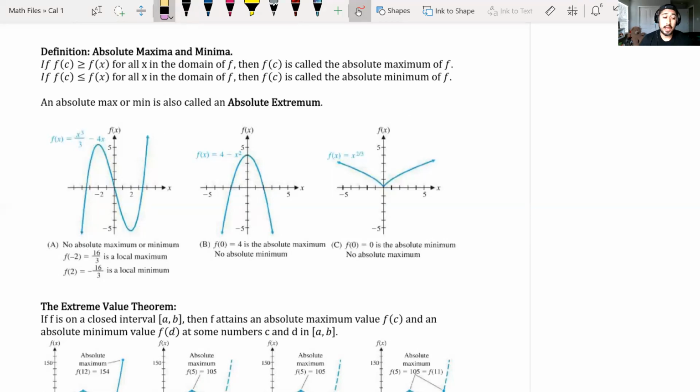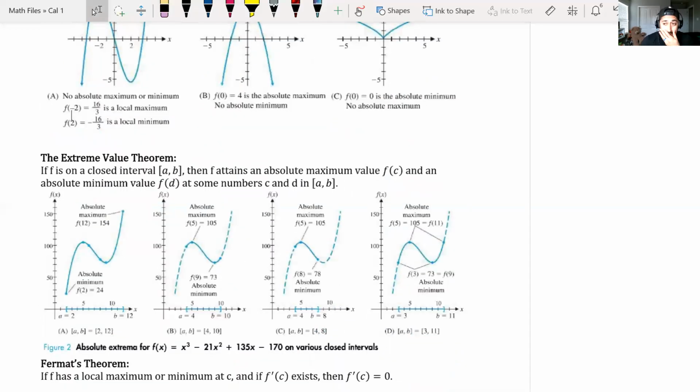And yes, you can have multiple local maxes and local minimums, and you can even have multiple absolute maximums and absolute minimums. It just depends on the interval that you're on. Okay. Next is the extreme value theorem. All this theorem says is that if you have a closed interval AB, then the function graphed on this closed interval will have an absolute maximum and an absolute minimum. That's all this theorem says, but it has to be on a closed interval.